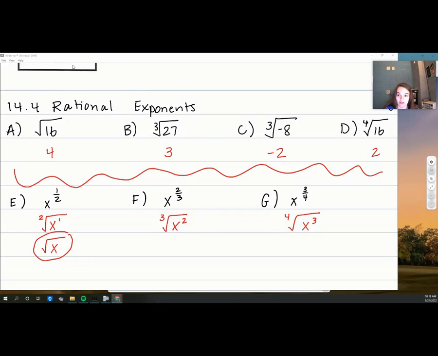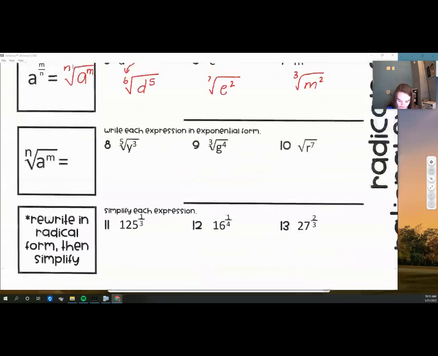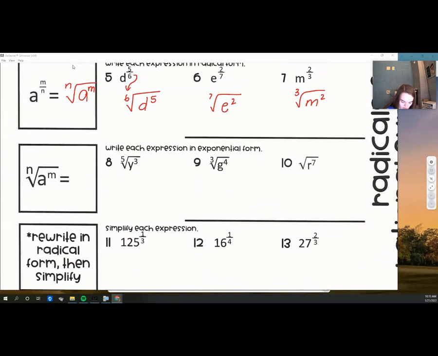Okay, we're going to go the opposite way now. Just like we had this here, m over n went on the outside, m went on the inside. So we will be having a, and it's m divided by n. So we're just doing the opposite. So it's y, 3 over 5. G, 4 over 3.